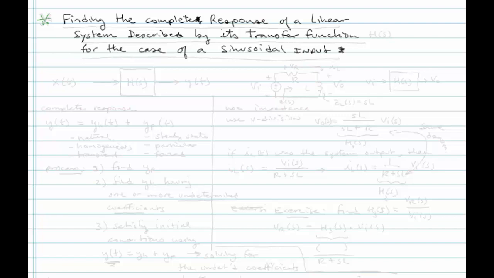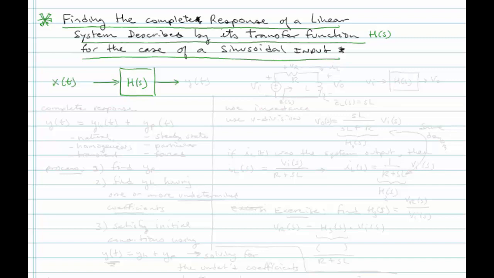In this lesson, we're going to be finding the complete response of a linear system that is described by its transfer function, H of s, for the case of a sinusoidal input. We'll begin by actually considering a simpler input, and then follow that with considering the sinusoidal input, which will prove to be a little more involved. So what we're going to assume is that we have some system that is described by a transfer function, and whose input, we'll call it x of t, and the output is y of t.